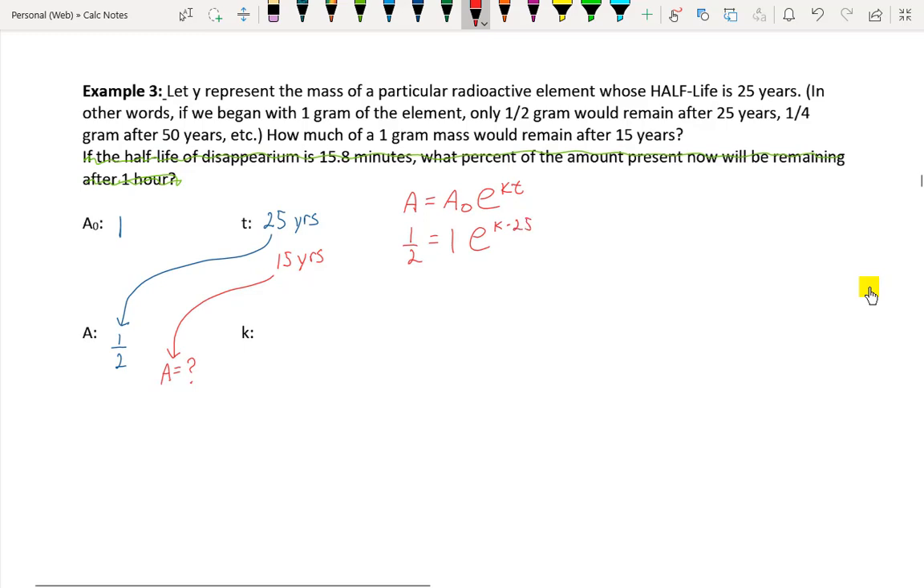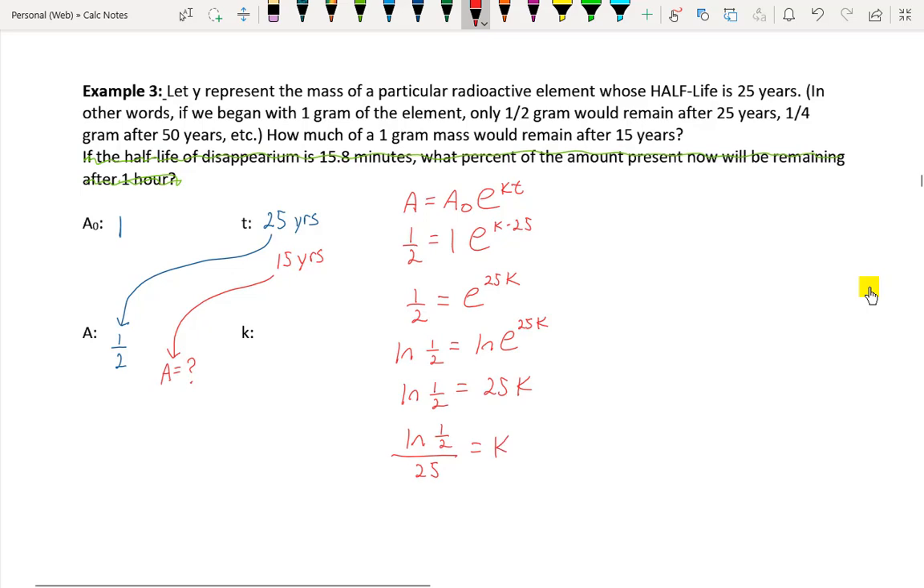Well, dividing by 1 on both sides doesn't change this thing, so it's just a half equals e to the 25k. We'll take the log of both sides. Log of 1/2 equals the log of e to the 25k. So I'm left on the left side with log of 1/2. On the right side, I'm left with 25k, and I can divide out the 25. So I have a log of 1/2 divided by 25 equal to k.